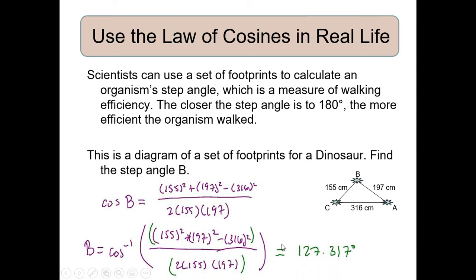Using my calculator to calculate that, a lot of times you're going to want to put these extra sets of parentheses in when you're doing it with your calculator because it's easy to make a mistake. But if I did that, I would figure out that the step angle is 127.317 degrees. And you can try that on your calculator.